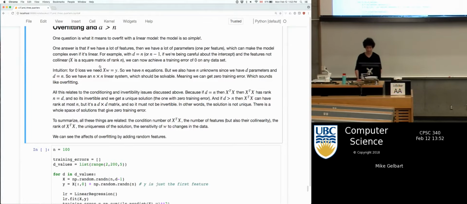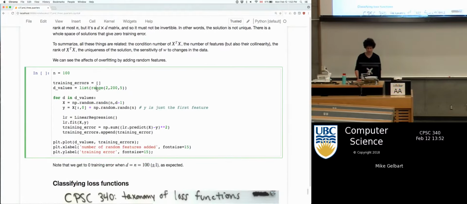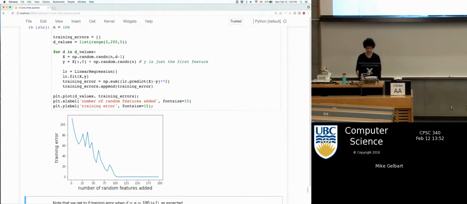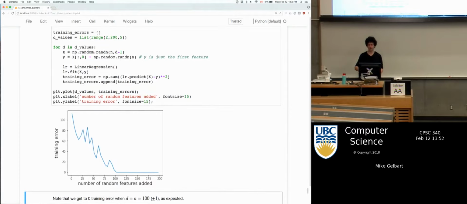Okay, so here's what I'm doing. I'm making a data set where the true thing is just y equals the first feature plus some noise, and then I'm adding more and more random features to see what my training error is. As you can see, when I keep adding random features and fitting a linear model, I can get zero training error.